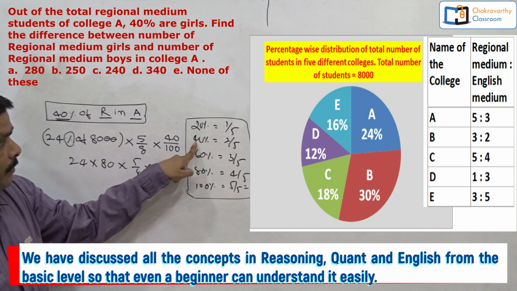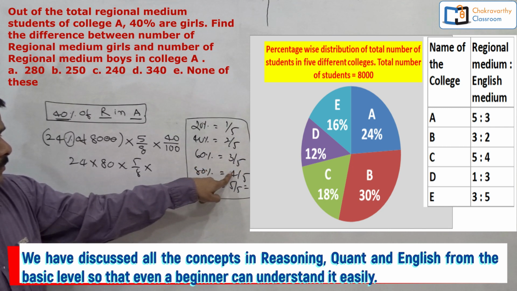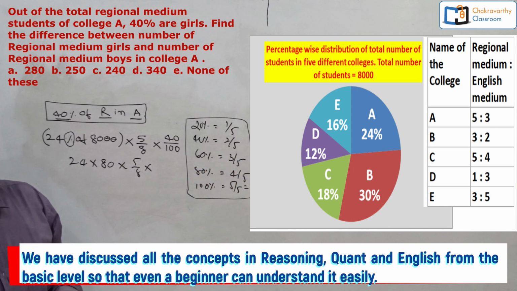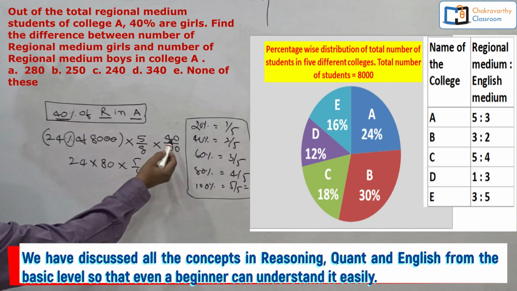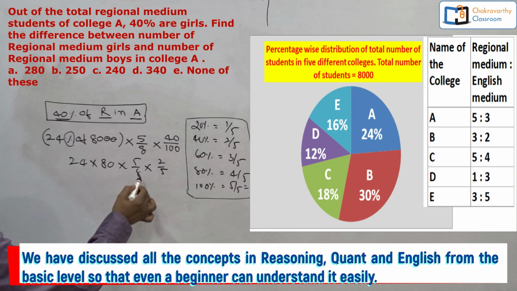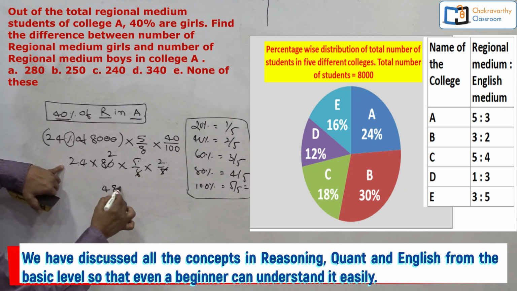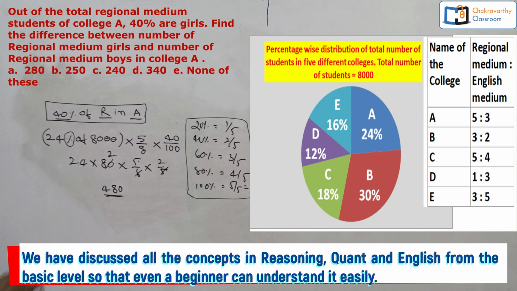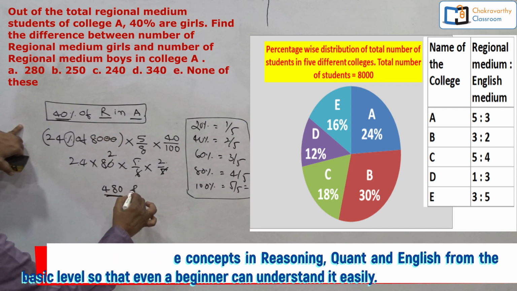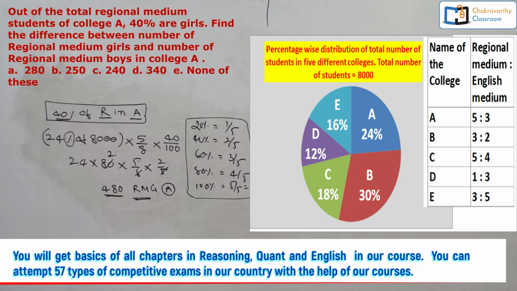When it comes to 40%, the numerator will be increased by 1. 60% again 3 by 5, 80% it will become 4 by 5, 100% is anyway 1. If you go for that one, simply, student, 40% is nothing but 2 by 5. Just simplify this one, you will get the answer here. So this is 8 5s are 40, 2 4s are 8. Now this is 24 into 2, 48, 48 into 10, this is 480. What is this 480? Number of regional medium girls in college A. This is what exactly they have given, 40%.